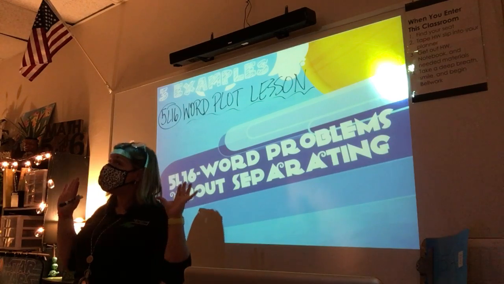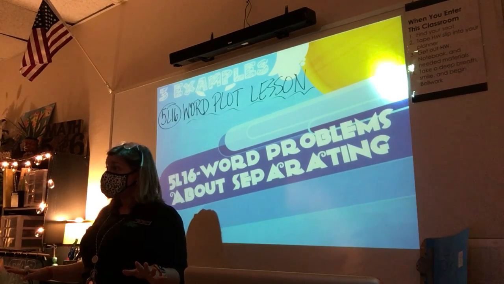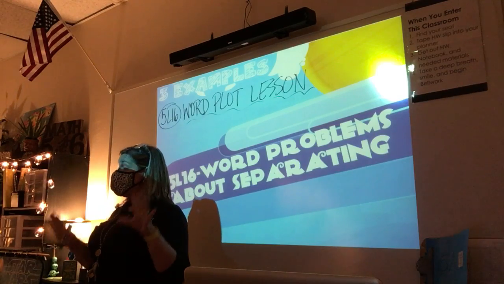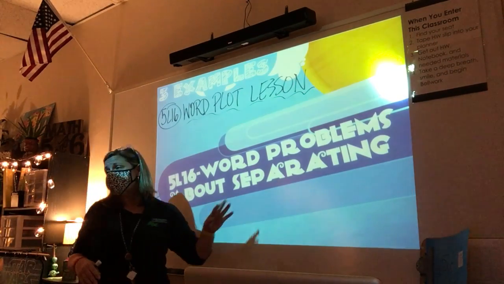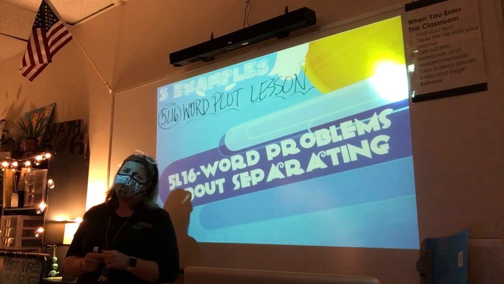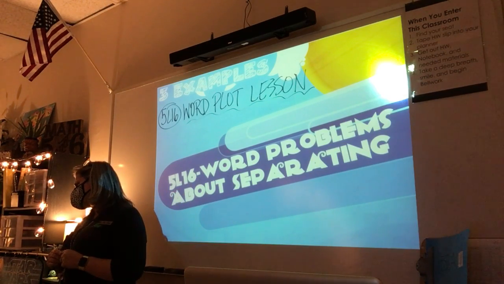So we're going to plug in the numbers. We first write down the word plot. Up till this point, we've just done sum plus some more equals total, which is the combining one. Today we're going to learn one about separating, which is very sad. Okay, so I want you to think about separating.